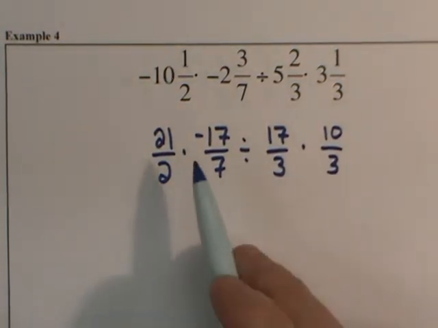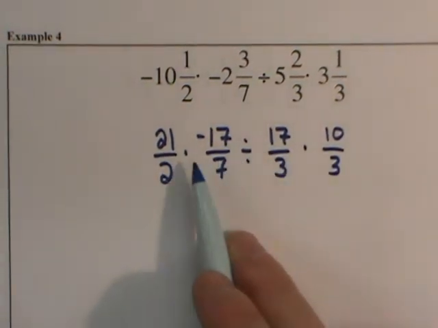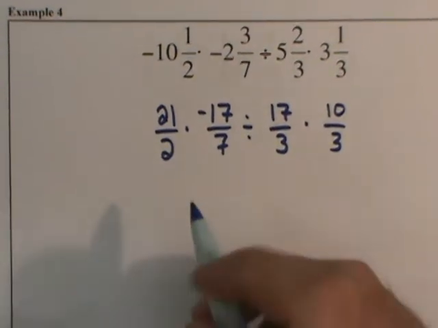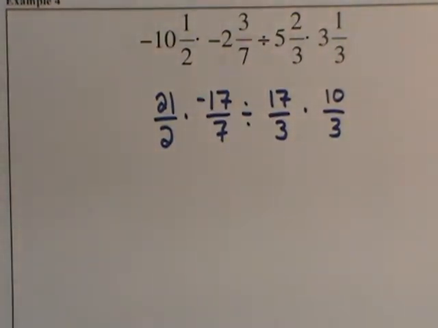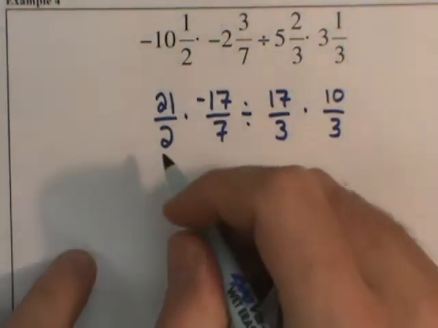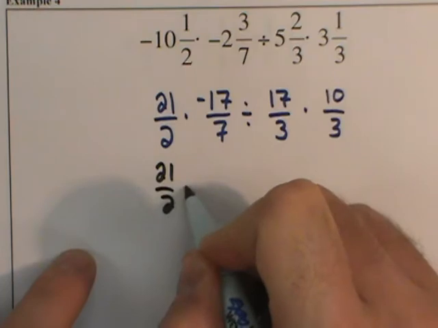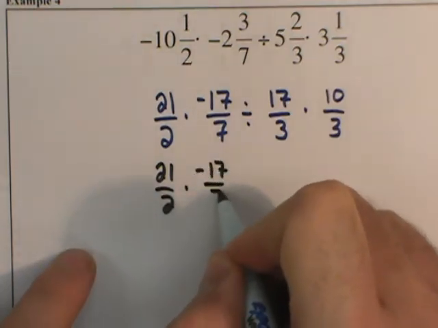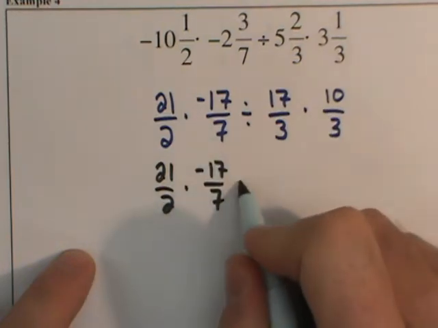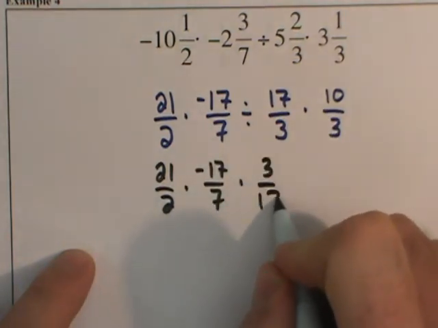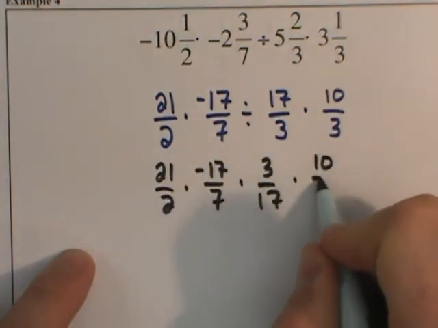Before I cancel, I can only cancel through multiplication, so I want to make sure I have all multiplication signs here. And so I'm going to rewrite the problem as 21 halves times negative 17 sevenths. And then because this was division, I will multiply by the reciprocal. I'll go times 3 17ths times 10 thirds.